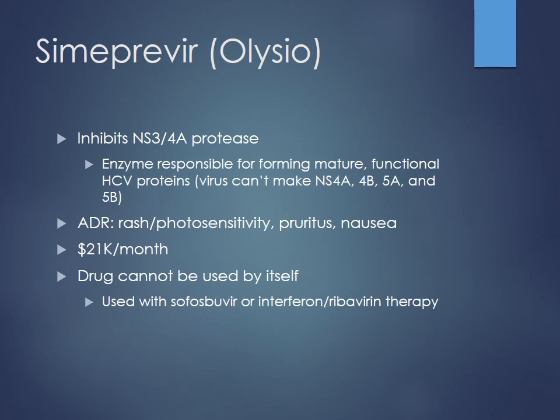Next is simeprevir, or Olysio. This one is inhibiting the protease NS3-4A. So this one is actually responsible for cleaving that string of protein in order to get the functional components of the virus. So by inhibiting that, very similar to your protease inhibitors we saw for HIV, you prevent the actual functional maturation of those. Again, this one is not used by itself. Very frequently has to be added on to other things. So you may see it being used in combination with sofosbuvir or added on to, say, interferon ribavirin therapy, depending on the genotype and what kind of resistance patterns the patient has developed already.